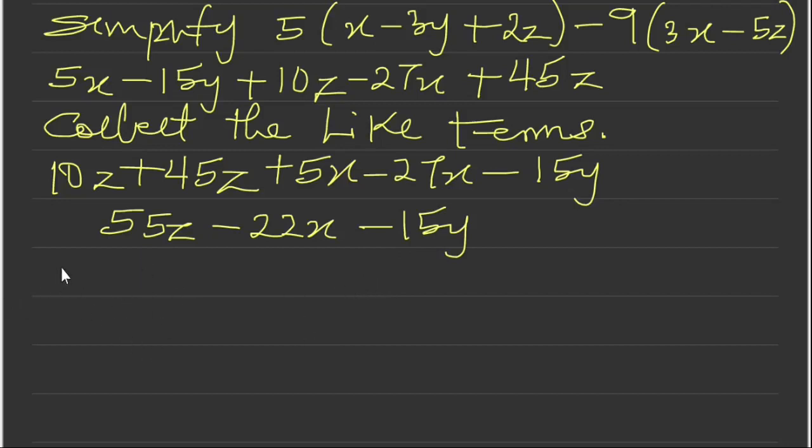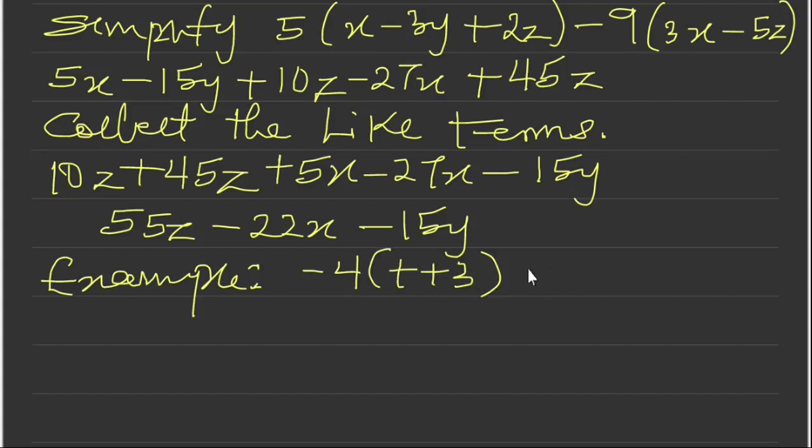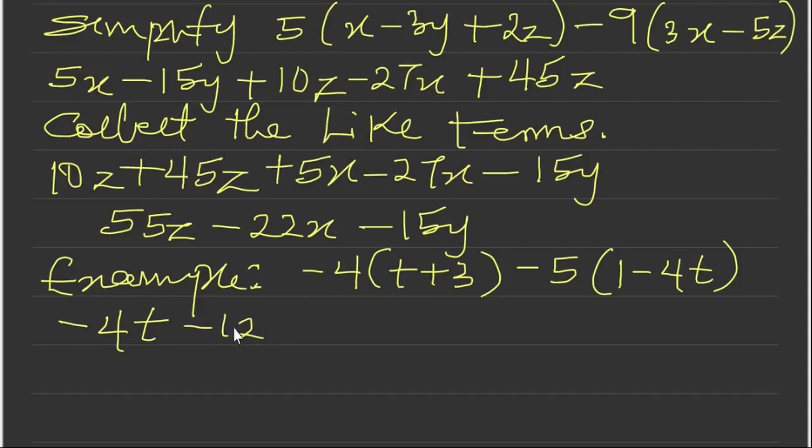So let me have another example in a reasonable form. For example, we have to simplify another variable. So let's have something like minus 4(t + 3) minus 5(1 - 4t). In expanding this, we have minus 4t minus 12, because minus 4 times t will give us minus 4t, minus 4 times 3 will give us minus 12. Minus 5 times 1 will give us minus 5, minus 5 times minus 4t will give us plus 20t.